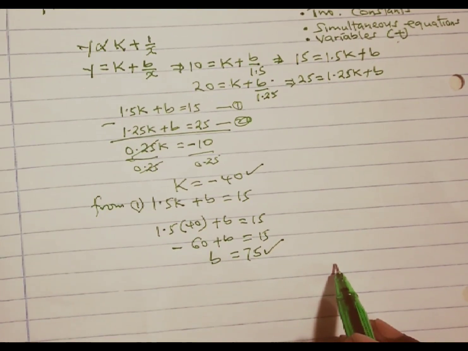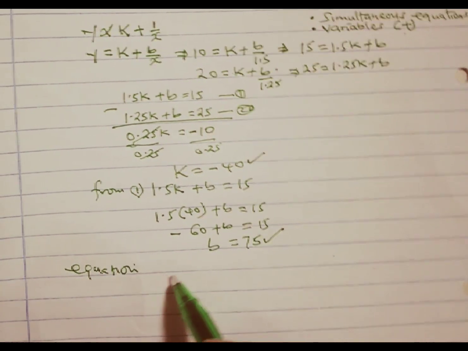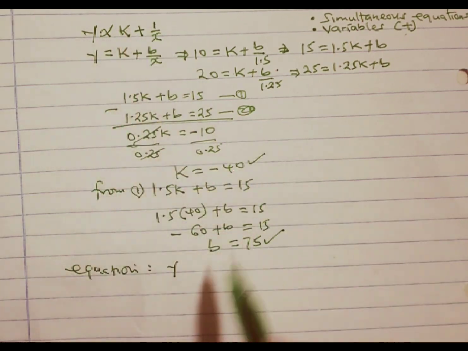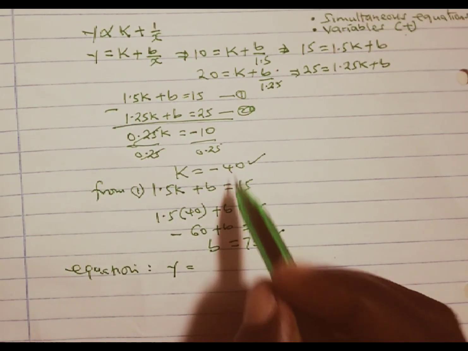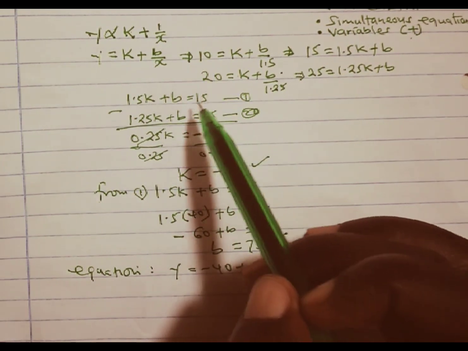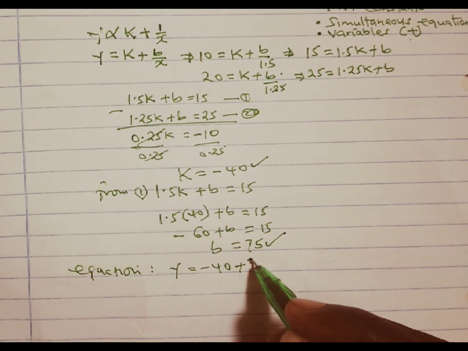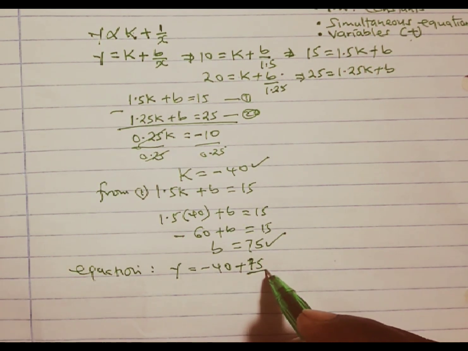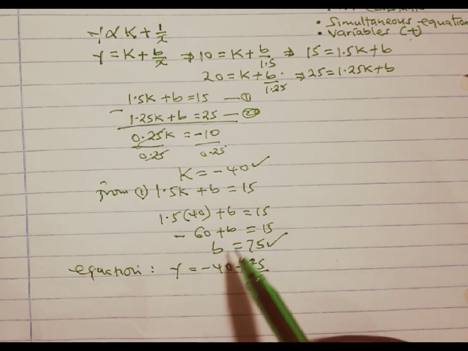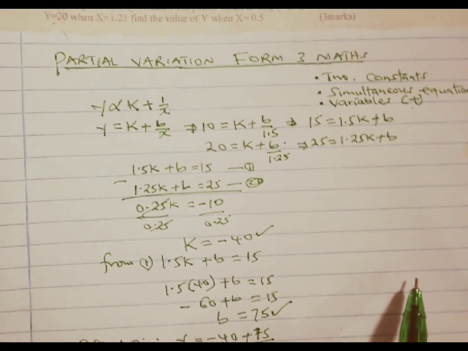We have the two constants, that is b and k, and therefore the next thing we do, we write an equation connecting the variables, and the equation will be y is equal to k, and the value of k is minus 40, plus we have b over x. The value of b is 75. We divide by x. After getting the two constants and writing the equation, now we can solve the given question.